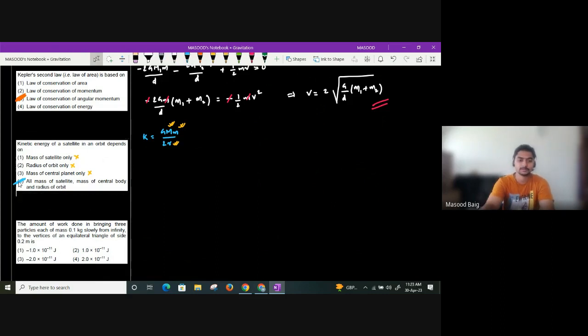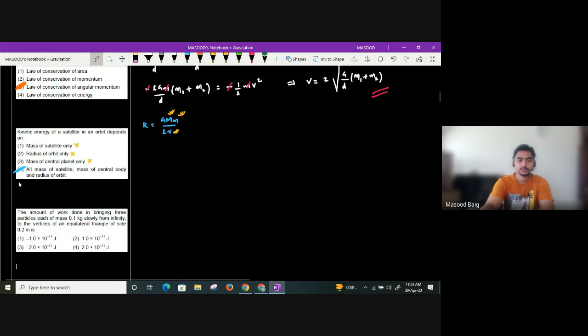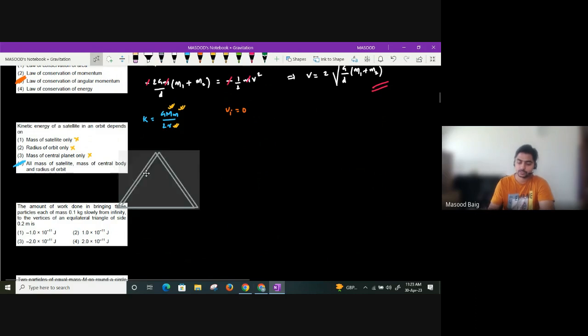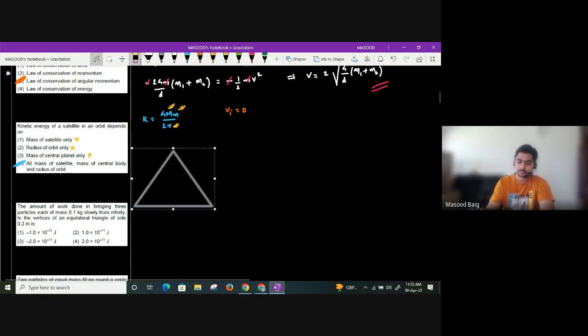Clear, everyone? Next question: the amount of work done in bringing three particles, each of mass 0.1 kg, slowly from infinity. Infinity means what is the initial potential energy? 0, right? And I have to bring them to form an equilateral triangle. If I say I want to bring the masses from infinity to form a certain equilateral triangle like this, what are we going to get?